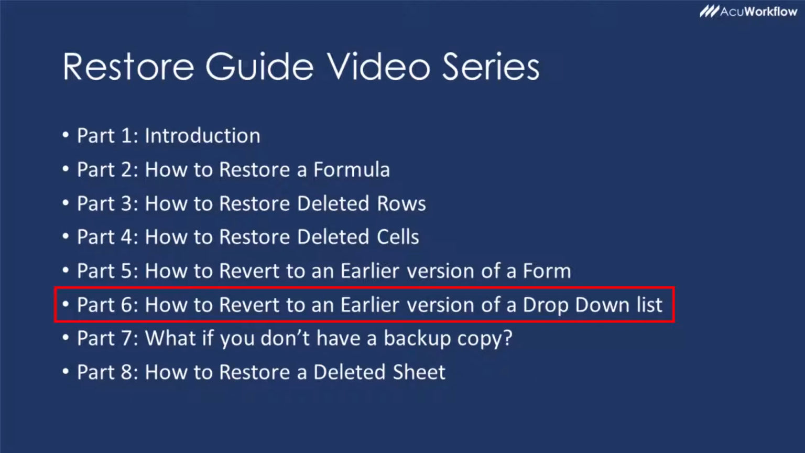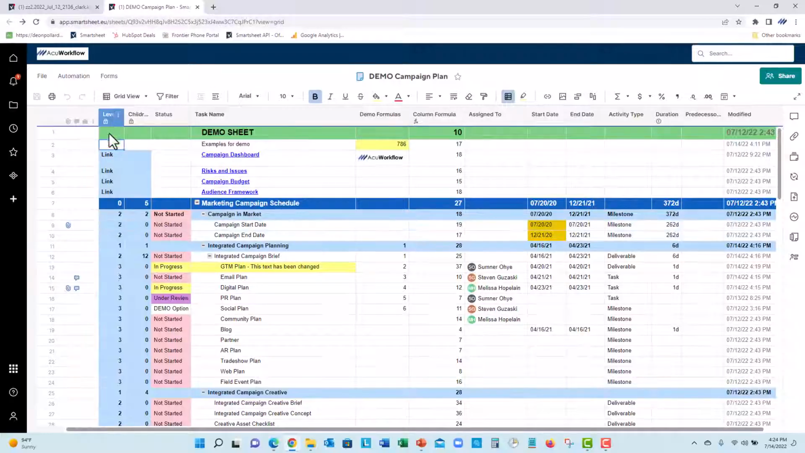In this video, we will show you how to restore or revert to an earlier version of a drop-down list. As before, in this example, we will be using our demo campaign plan sheet.